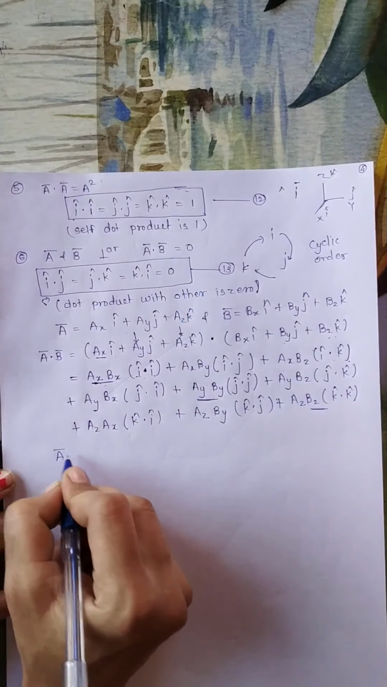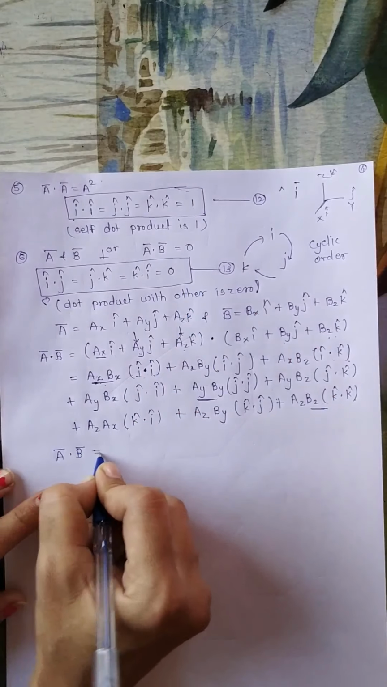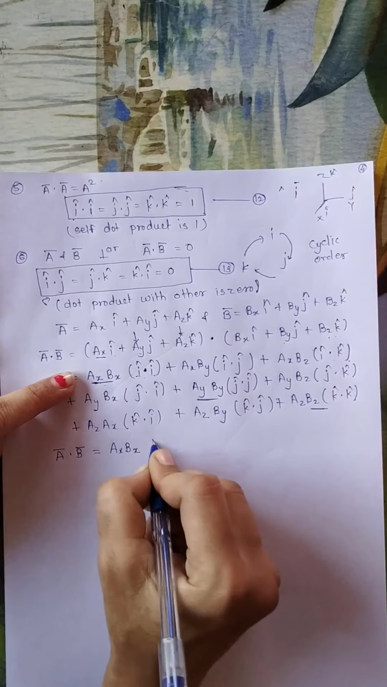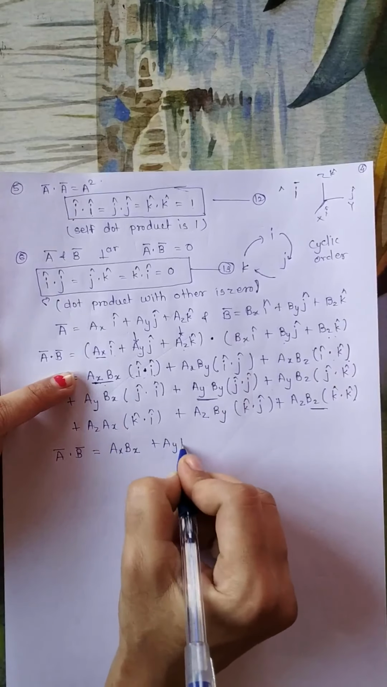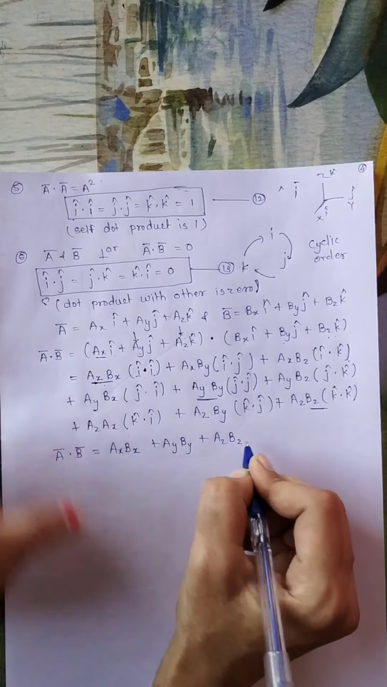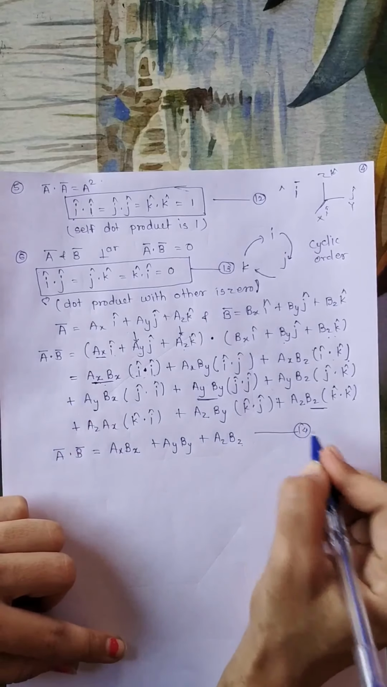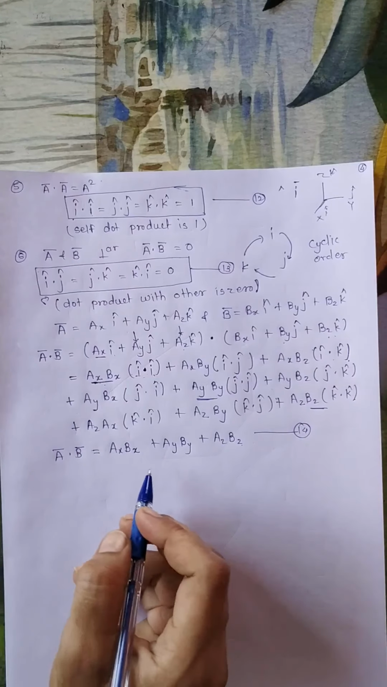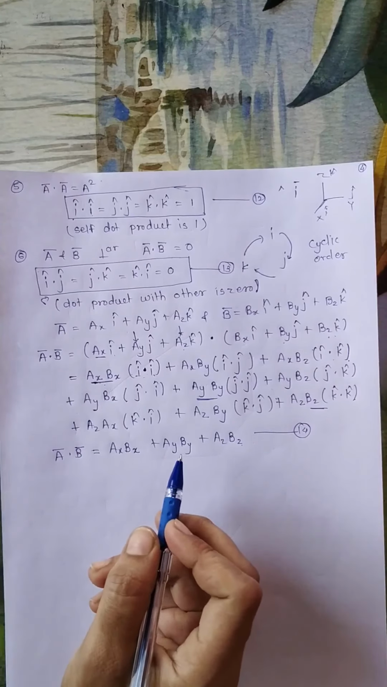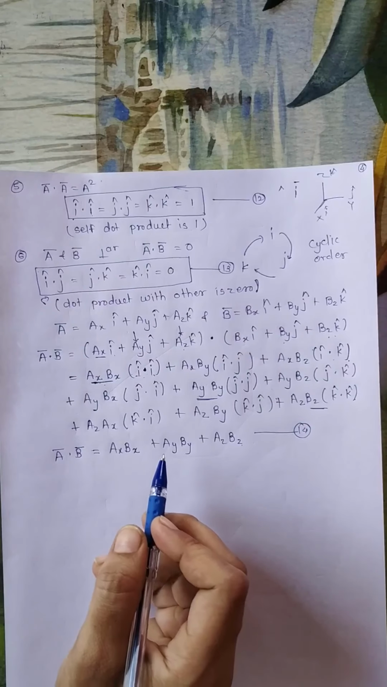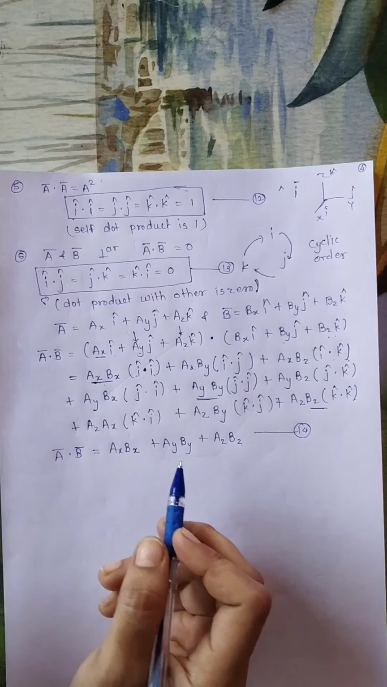So we will get here a bar dot b bar is equal to ax bx plus ay by plus az bz, and this is nothing but the dot product of two vectors in terms of magnitudes of their components. So there are some laws which are valid for the dot product. So we are going to take those laws.